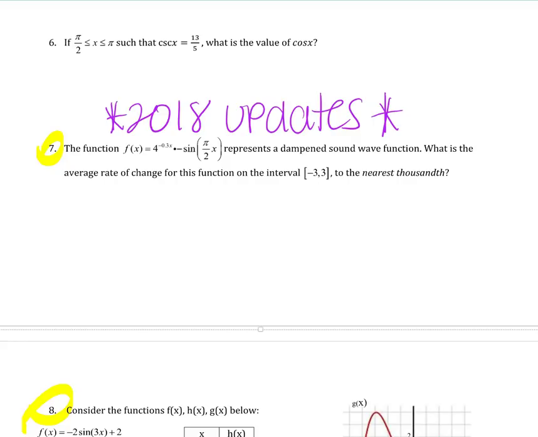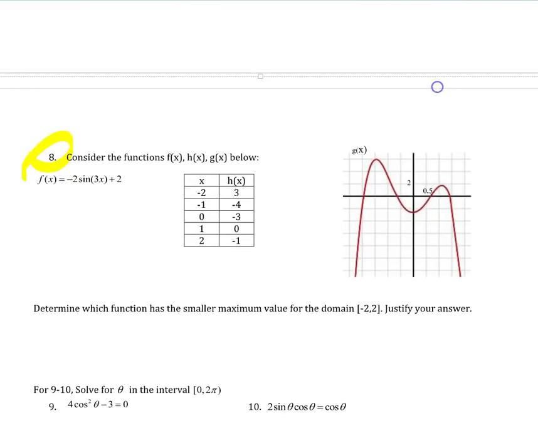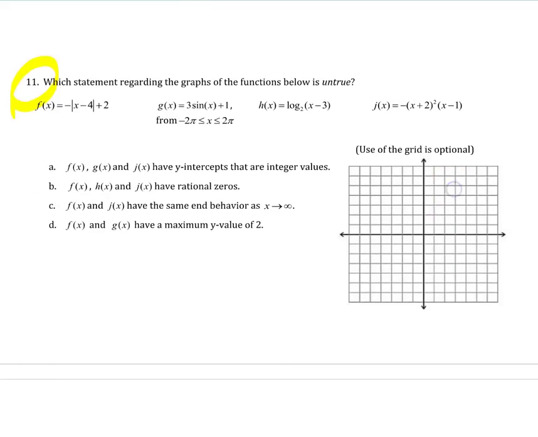Alright guys, here are the 2018 updates that were not in the original video that I had to go back and edit in, now currently in 2018. So scrolling through, I'm going to go through number 7, number 8, and number 11.